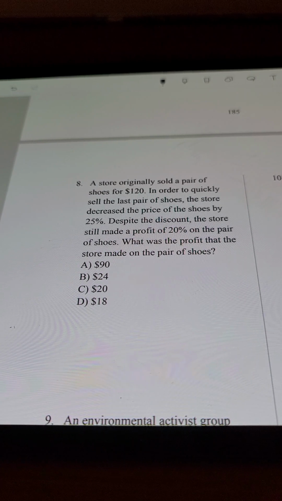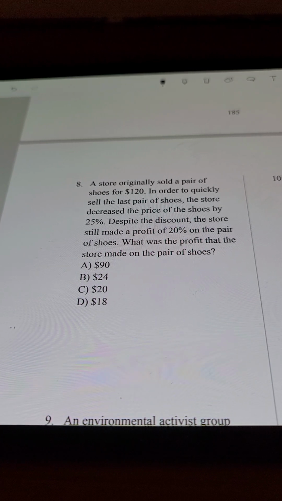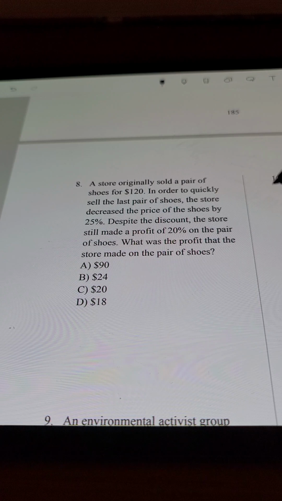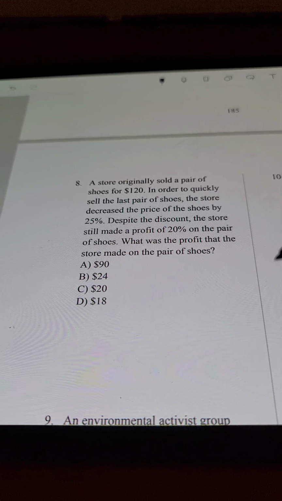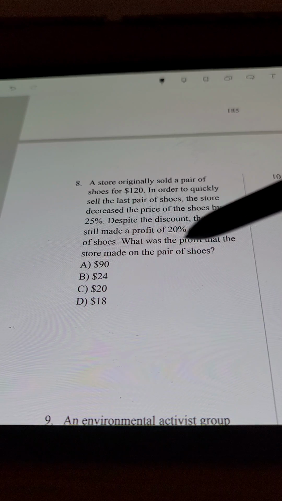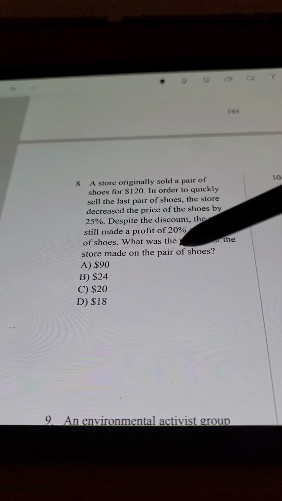Okay, so now for number 8, it says, a store originally sold a pair of shoes for $120. In order to quickly sell the last pair of shoes, the store decreased the price of the shoes by 25%. Despite the discount, the store still made a profit of 20% on the pair of shoes. What was the profit that the store made on the pair of shoes? So we just want the profit.